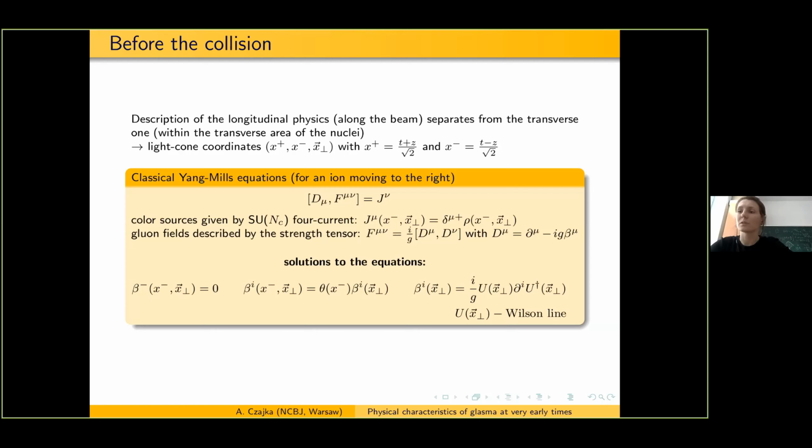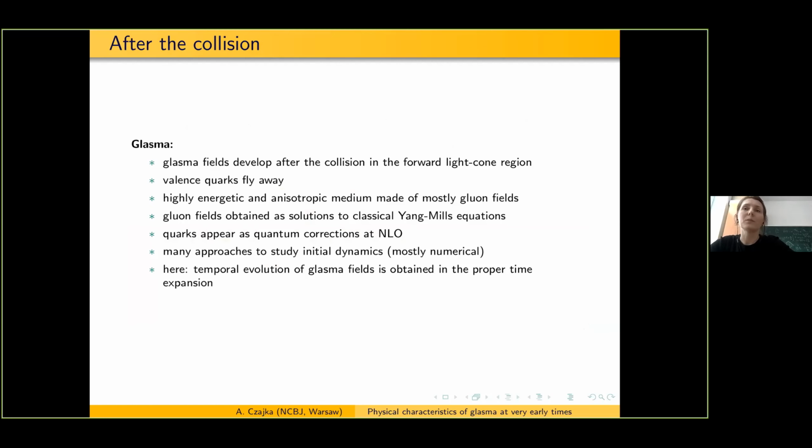Interaction of the color source within the target. So having this in mind, we now collide nuclei, and we want to see what happens after the collision. After the collision, glasma fields develop. This means basically that valence quarks, which are the color sources, fly away from the interaction region, and the interaction region is a far-from-equilibrium system made mostly of gluon fields.